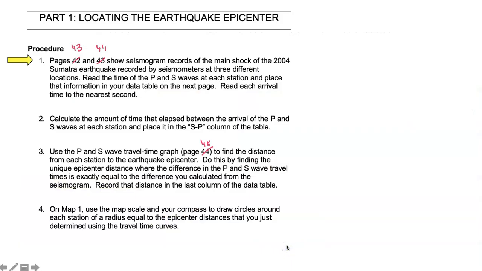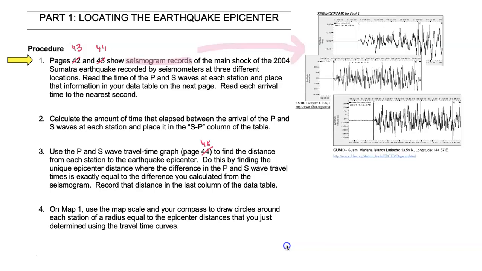Okay, so let's get to the lab. The first part is learning how to locate an earthquake epicenter. There are some errors on the page numbers because the pages have been reformatted since the last one, so I've shown those corrections here. The first thing you're going to do is look at seismogram records of the main shock of this earthquake in 2004, and we're going to try to figure out where the epicenter was located.